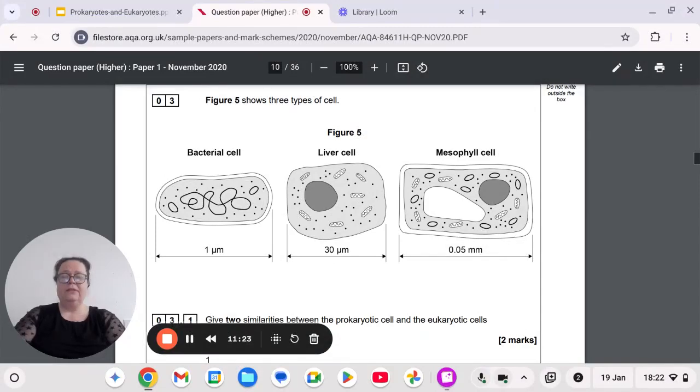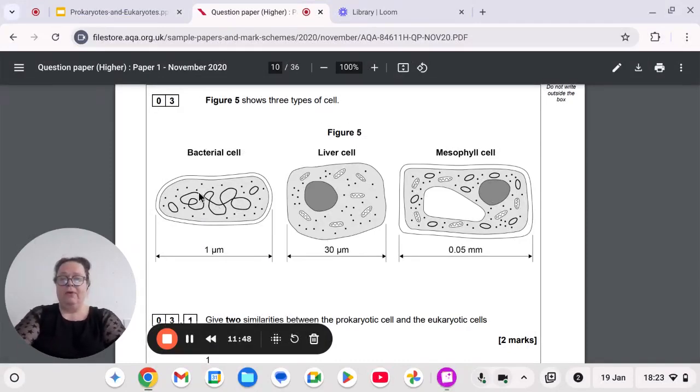Okay. So, when they write mark schemes, they tend to, for this one, certainly, they've written it from the point of view of the bacterial cell. So they've mentioned everything about the bacterial cell, but if you say the opposite, that is fine. So, for example, the prokaryote is smaller because we've got the measurements down here. But if you said the eukaryotes are bigger, that's fine.